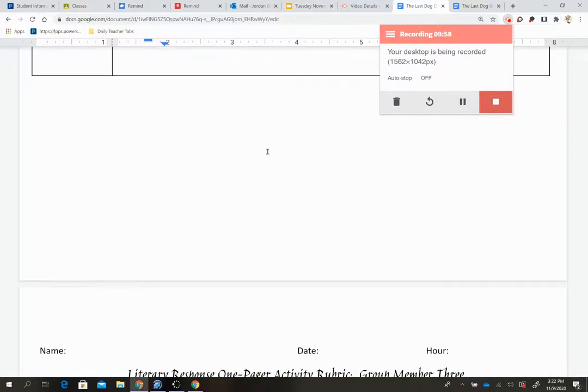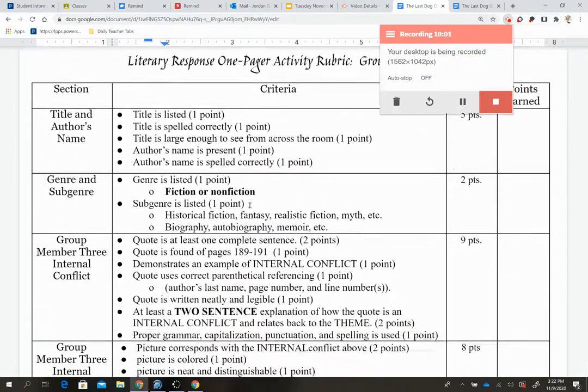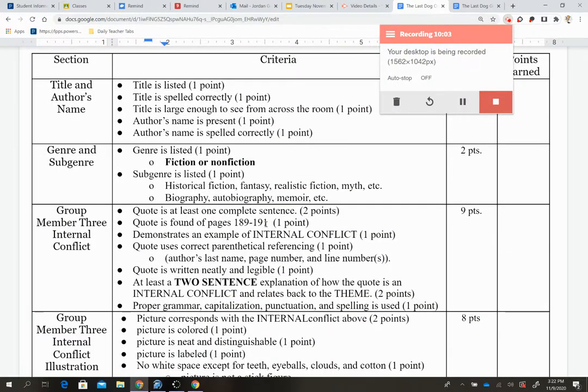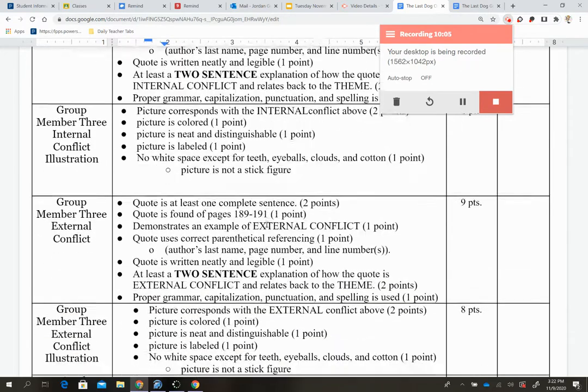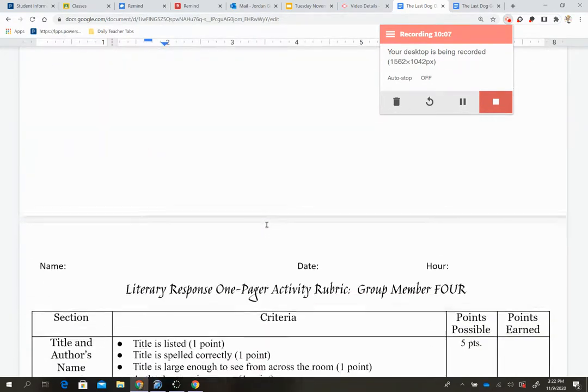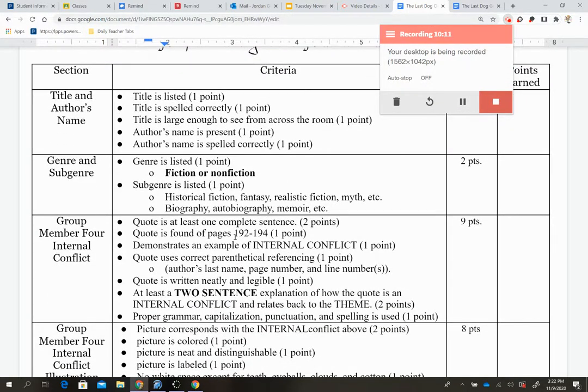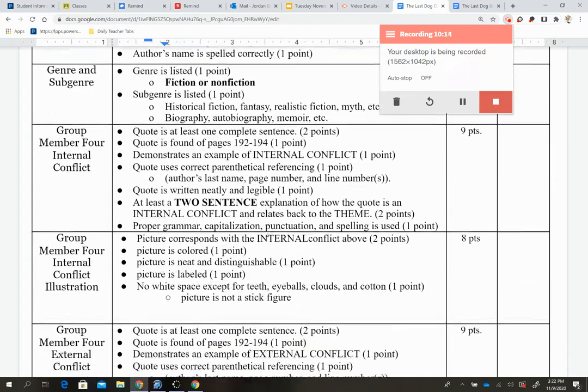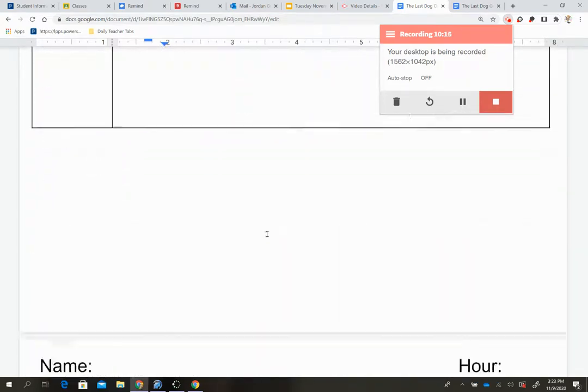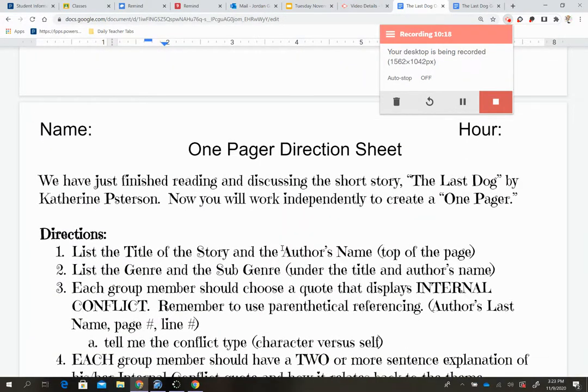Group member 3, again, is doing the same thing, except they're at pages 189 through 191. And then group member 4 is going to have our falling action and our resolution. So this is pages 192 through 194. Now, at the bottom, you can see that I also have this one-pager directions.